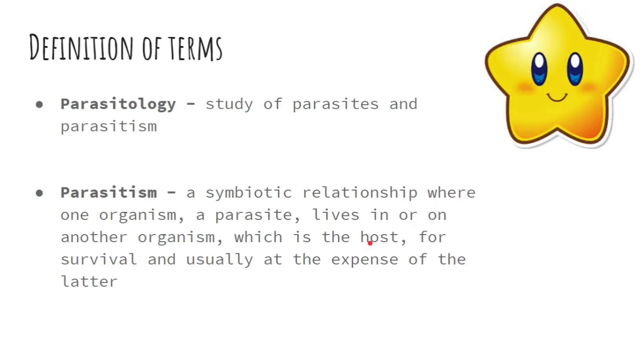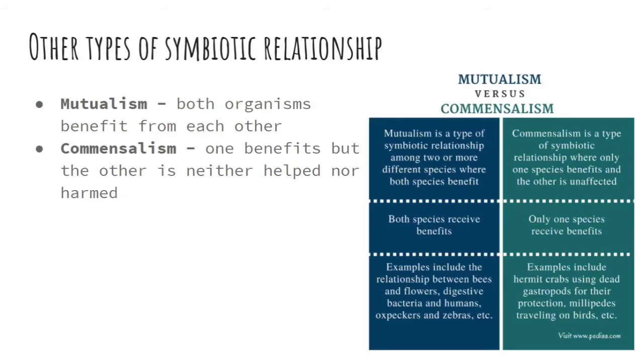Okay, so again, what is parasitism? It is a symbiotic relationship where one organism, which is known as a parasite, lives on or in another organism, which is the host, for the survival, para mabuhay, and usually at the expense of the latter. So that is parasitism. But there are also other types of symbiotic relationship. Aside from parasitism, we have mutualism, wherein both organisms benefit from each other. Because if you will be comparing parasitism versus mutualism, kay parasitism kasi naha-harm niya yung isa. It can cause harm. While in mutualism, both of the organisms benefit from each other.